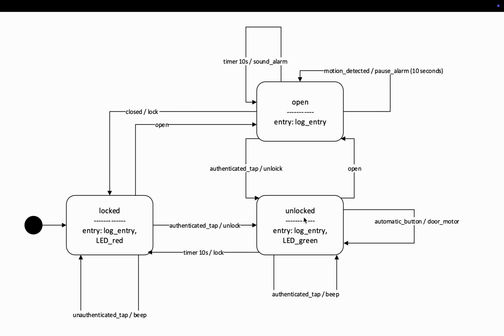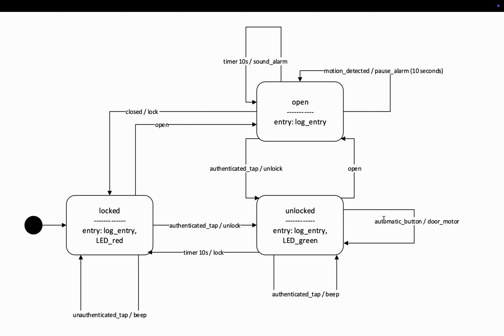Okay, so back to the unlocked state, we can go back with the timer to locked. We can have an authenticated tap, which does nothing in the unlocked state except for beep. What else can we do? We can open the door and detect that with a door sensor. So that's what the open trigger is referencing, the input from a door sensor. Or the user could press the automatic button to open the door automatically.